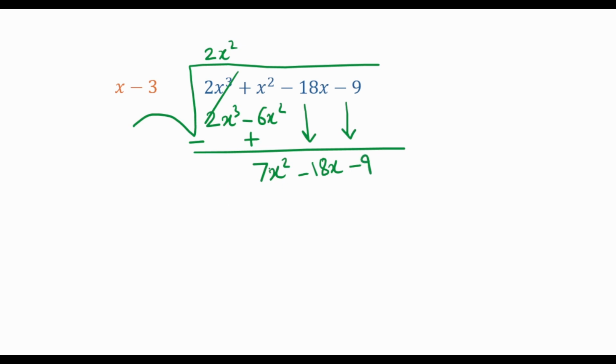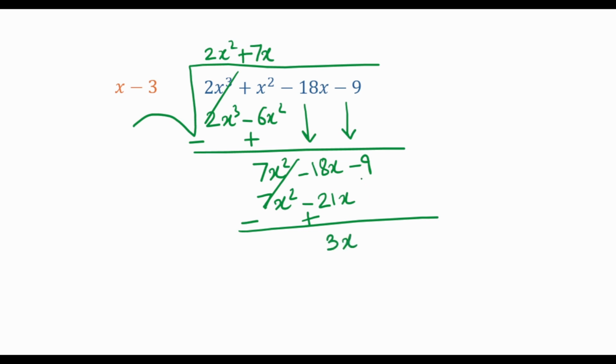Next, in order to get 7x squared, I will multiply x with 7x, so 2x squared plus 7x. This will give me 7x squared plus 7x times minus 3. This will be minus 21x. Again, changing the sign, here I will get 21 minus 18. This would be 3x, and this minus 9 will drop down.